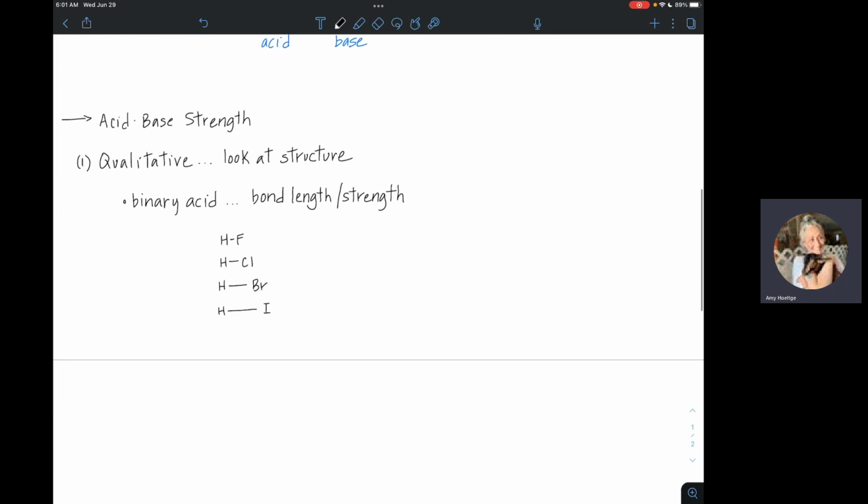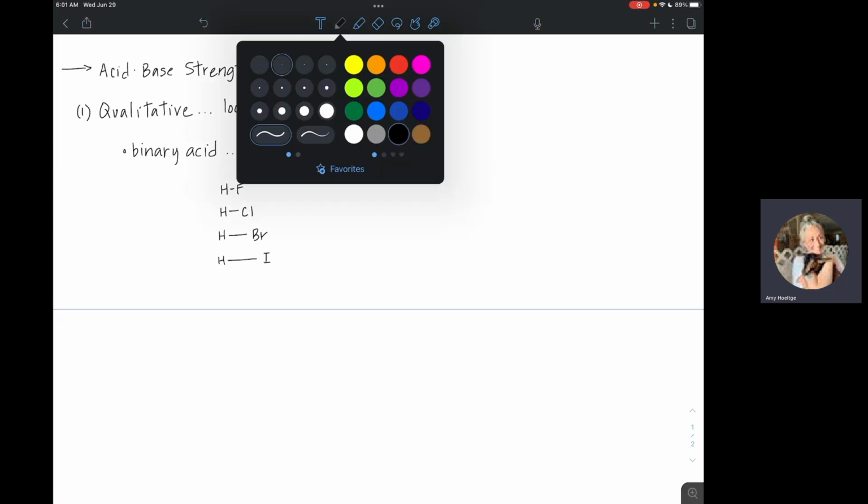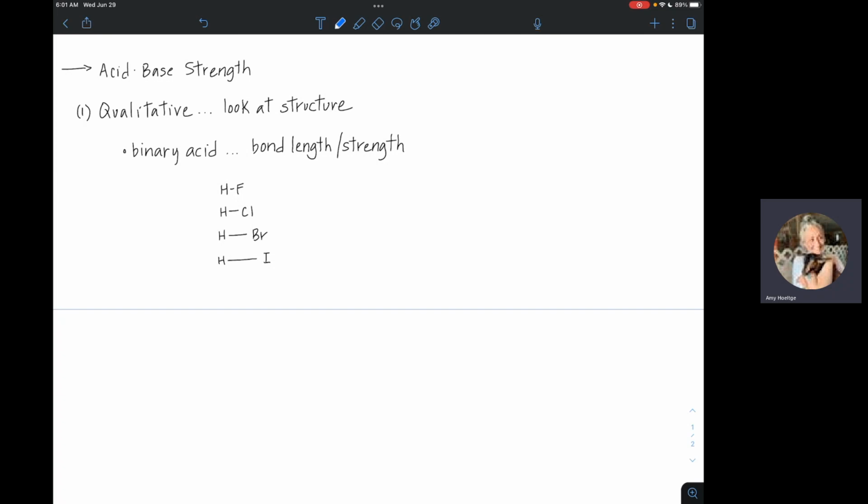So when we're staring at these binary acids, we're like, which one is going to be the strongest? Well, whichever one has the weakest bond. The longest bond is going to be the weakest bond, easiest to break, easiest to dissociate. So this is going to end up being your strongest acid of these choices. And this will be your weakest.